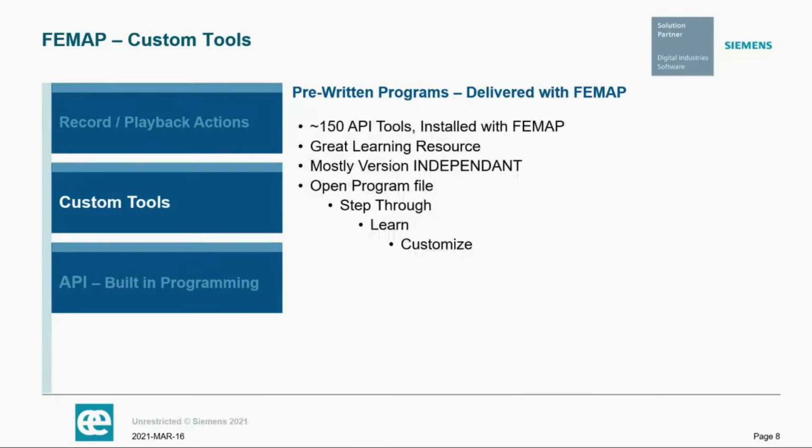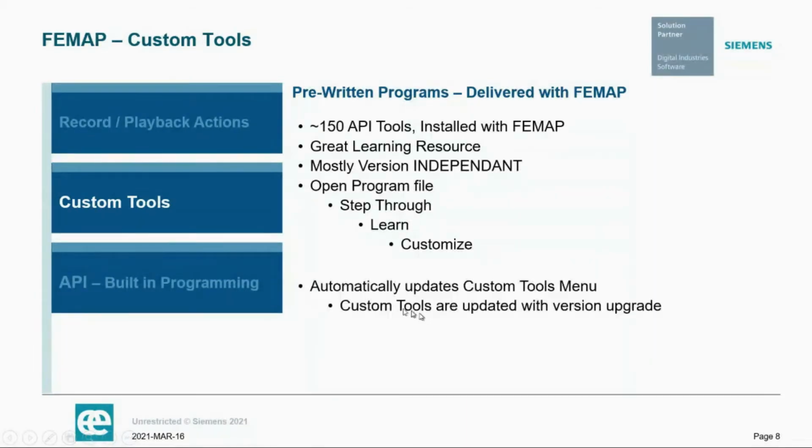So there's over 150 API tools installed with FEMAP, or about 150. You can use it as a learning resource. It's almost entirely version independent. That means an API program is not dependent on the FEMAP menus at all. So you can open the program files, step through them, hence learn them, and hence learn how to customize them.